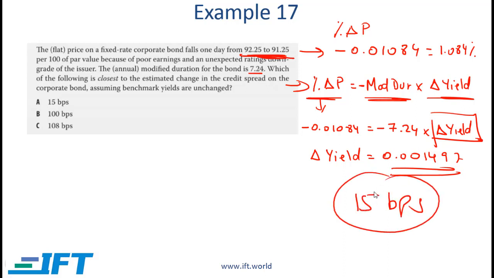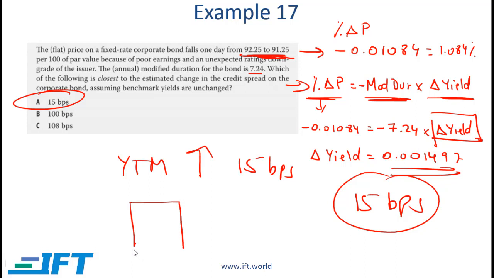The correct answer, therefore, is A, and the interpretation is straightforward. When the bond is downgraded, the price comes down, which means the yield goes up. That yield goes up by 15 basis points. And if we think about what's going on, the yield to maturity is a function of the benchmark rate, so the interest rates in the market, let's say the government rate, plus the spread.